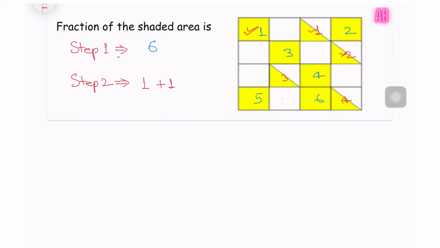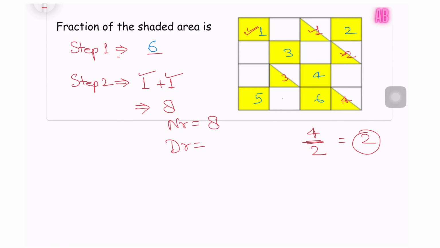Or what you can do is count all the half shaded boxes. For example, 1, 2, 3, 4. Total there are 4. Then you just halve this number, which is equal to 2. Now the total number of boxes which are shaded: 6, 7, 8. So total boxes which are shaded in this figure is 8. So the numerator will be 8.